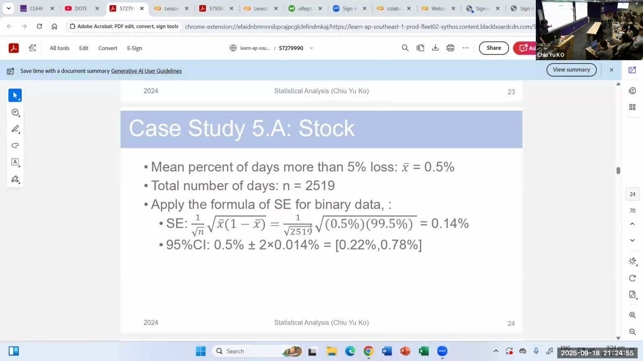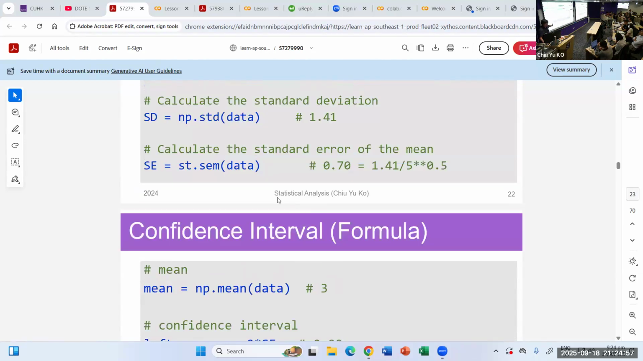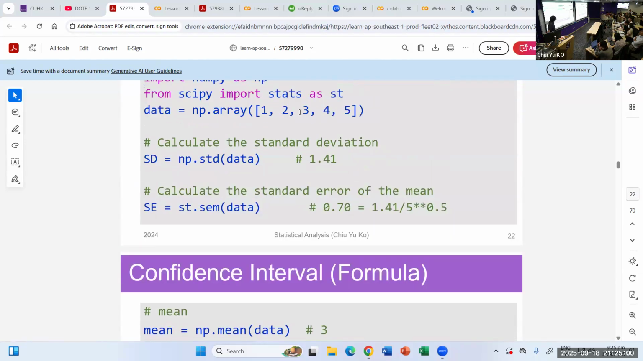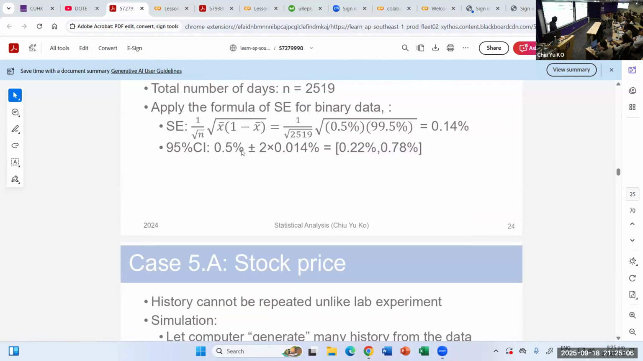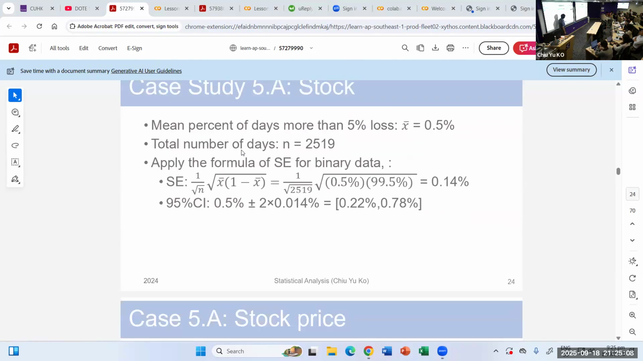Or if you don't like this, you can just put the data there and ask the computer to calculate. You get the same number. And then you can calculate, this is 0.14. So 2 times this, added and subtracted, will tell you that 0.2% and 0.7% is the risk. If you don't like this, you can give this number.